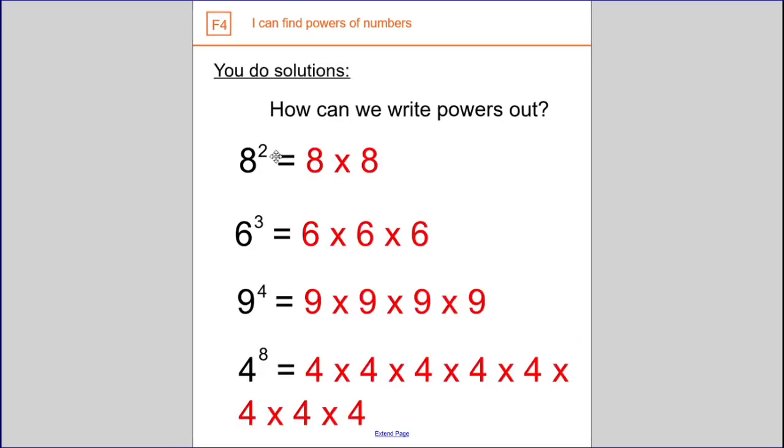So for the first one, we'll multiply 8 twice. Second one, 6 3 times. 9 4 times. And finally, for 4, we multiply 8 times by itself.